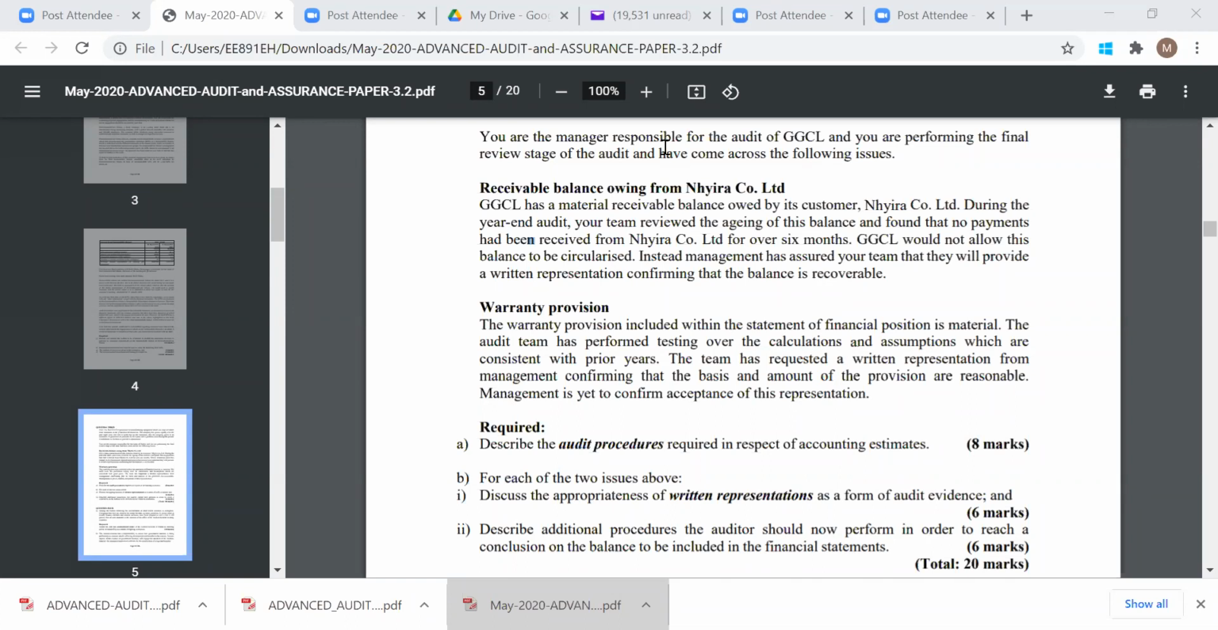So when we go back to the 7 audit procedures, the general ones, we see inquiry.